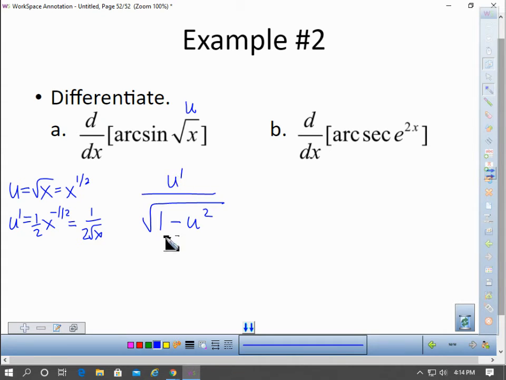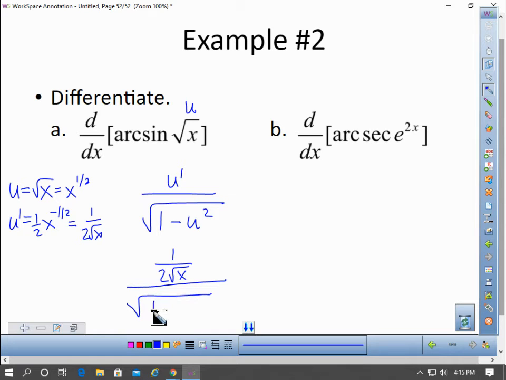So now when I put that in here, I'm going to have u prime, which is 1 over 2 square root of x, divided by the square root of 1 minus the u quantity squared. So when you take the square root of x and you square it, that's just going to be x.